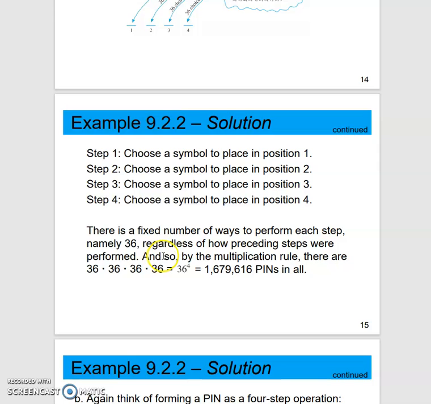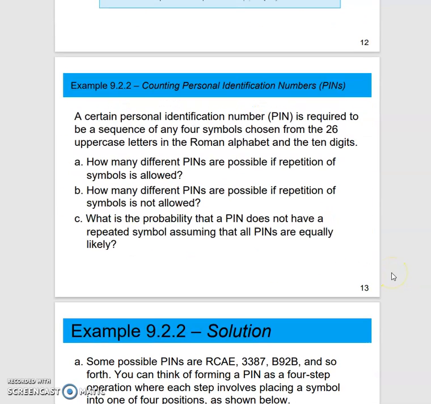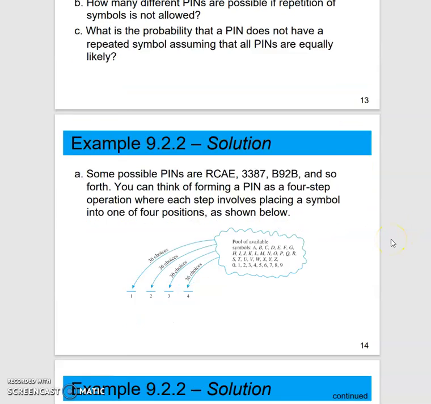And again, there's a couple ways you can think about it. If we look at our multiplication rule, it's basically I'm multiplying 36 4 times. And as you can see, I get quite a large number there. That is over 1 million. Now, that's if we allow repetition. Let's say we say you're not allowed to repeat symbols. So if I pick A as my first one, I can't pick A for any of my other digits.